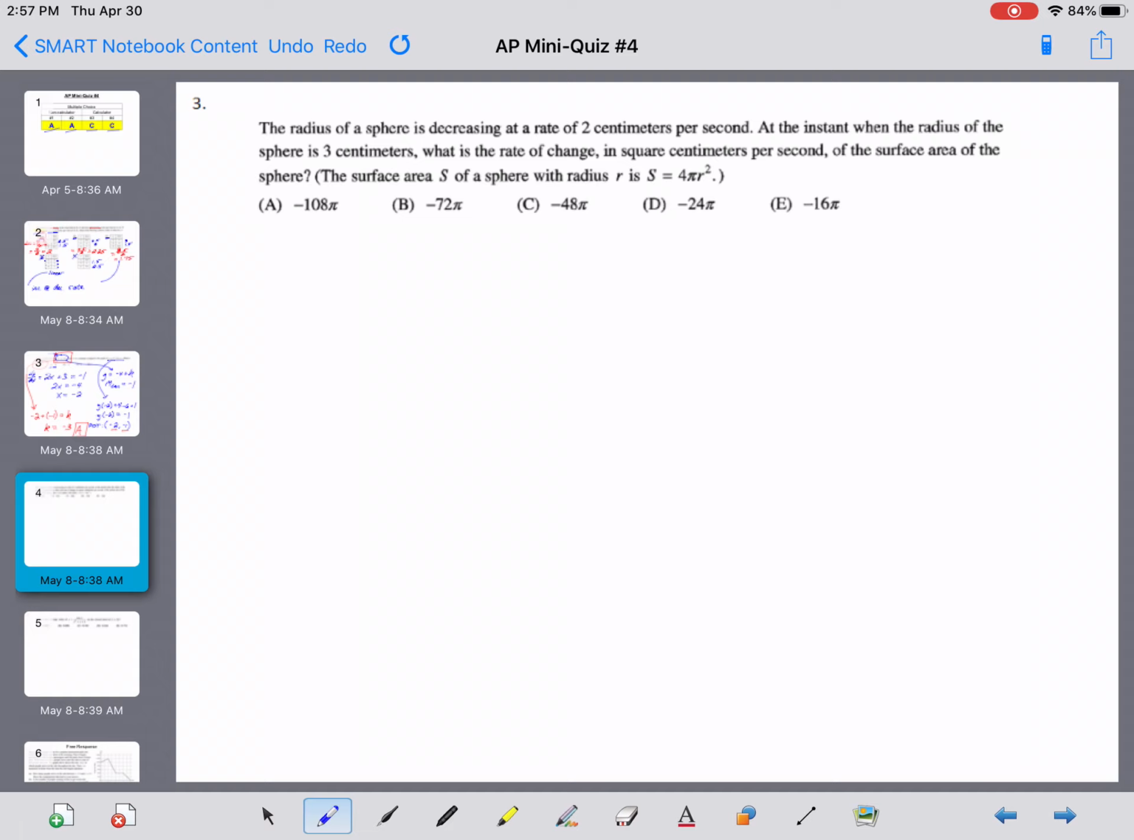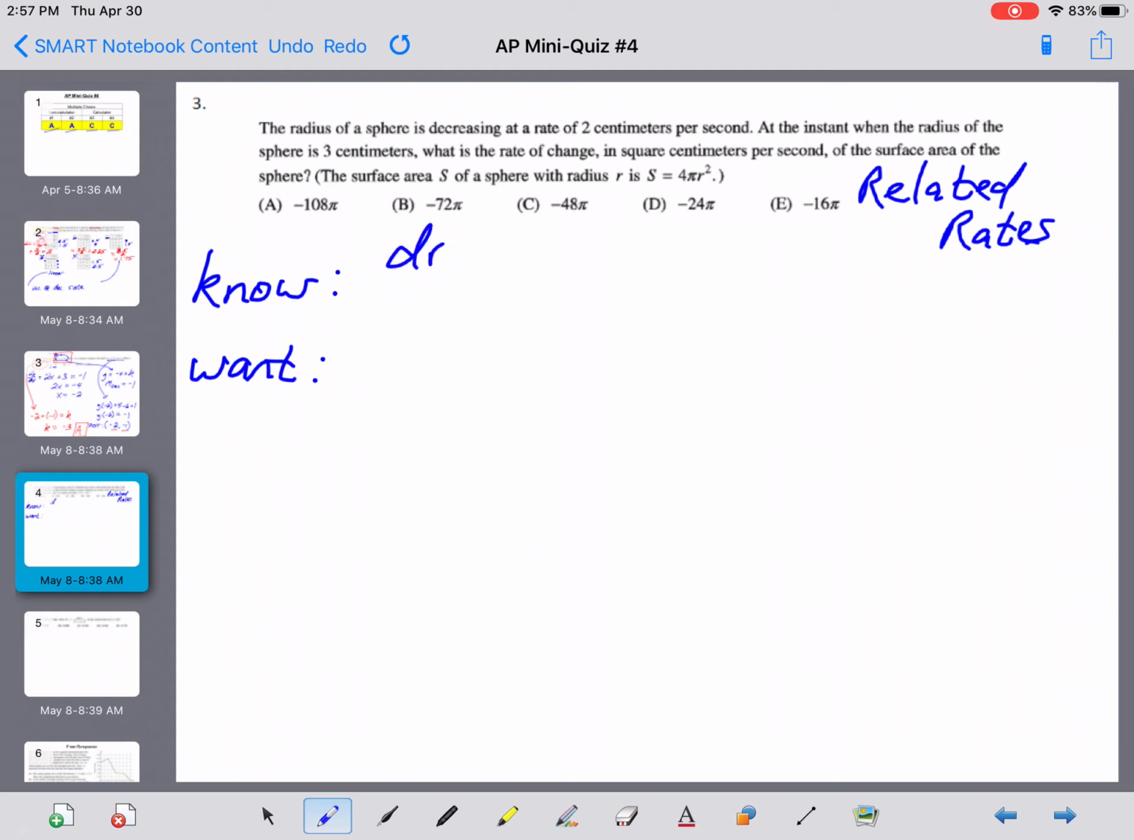Okay, guys, so what I'm hoping we recognize this as right away is a related rates problem. And that's where we're at. So the way we usually begin a related rates problem is to talk about a derivative that we know and a derivative that we want to know. They tell us right at the beginning the radius of a sphere is decreasing at a rate of 2 centimeters per second. So the derivative of our radius taken with respect to time.